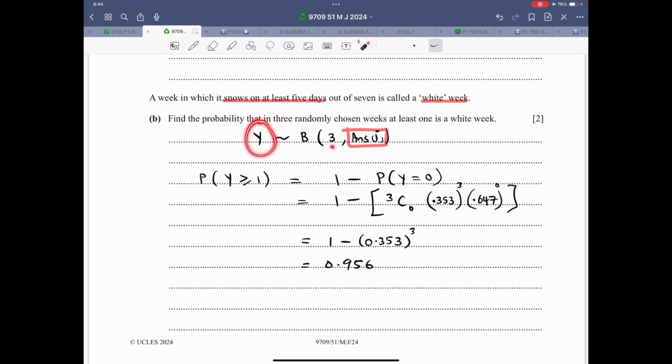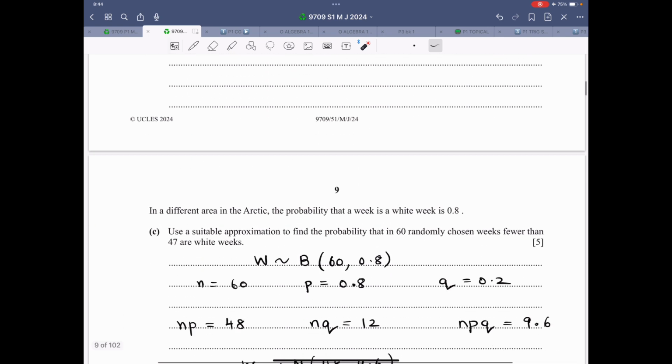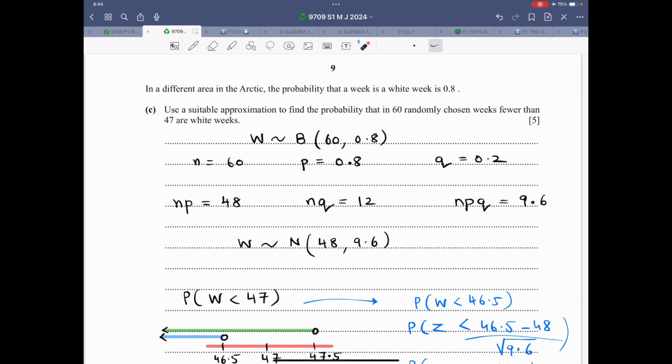So now this is another binomial distribution. This time the number of trials is this 3. And answer of part 1, that is the probability of white week, that is the probability of success. So Y is greater than or equal to 1, at least 1, 1 minus probability of 0, 1 minus 3C0, success raised to power of 0, failure raised to power of 3. And that is the answer that you obtain. Now it says in a different area, the probability that the week is white is 0.8. So now this is a different probability. Use a suitable approximation. That means normal approximation to binomial.